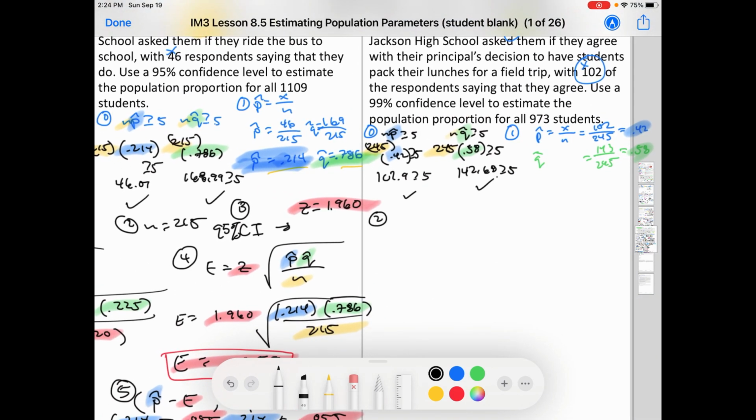Step 2 was the sample size, and we already had that n equals 245. Let's just color code that because we already said it was yellow. Okay, step number 3.